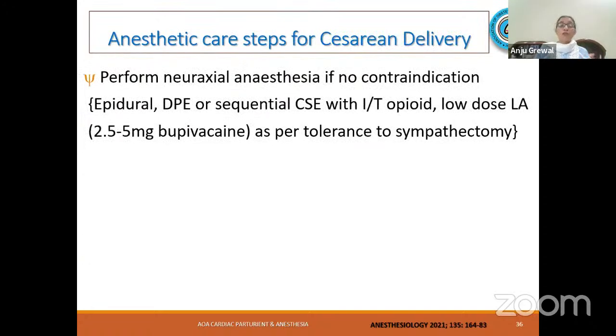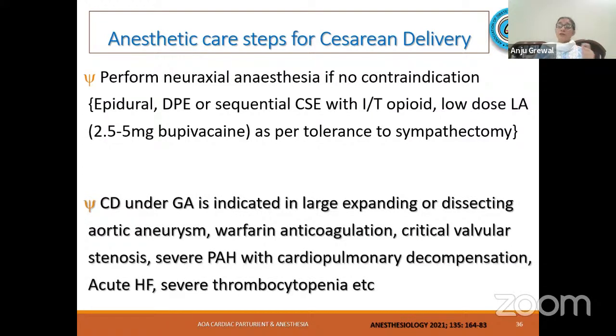Now, we can perform a neuraxial anesthesia, especially an epidural or a dural puncture epidural or a sequential CSE. Sequential CSE is more commonly used, where we employ an intrathecal opioid with a low dose local anesthetic ranging from 2.5 to 5 milligram of bupivacaine and nothing more beyond it. Of course, you have to tailor to your patient and see whether and how much she can tolerate sympathectomy, and it has to be graded, right?